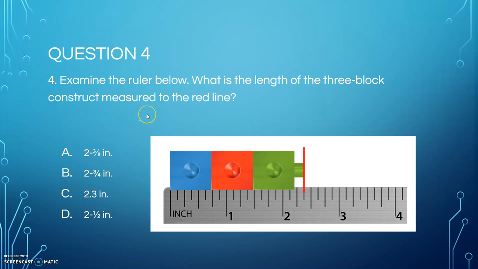Question 4. Examine the ruler below. What is the length of the 3-block construct measured to the red line? Is it A, 2 3/8 of an inch, B, 2 3/4 of an inch, C, 2.3 inches, or D, 2.5 inches?